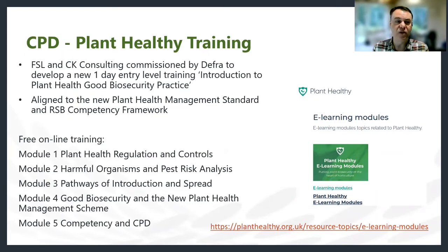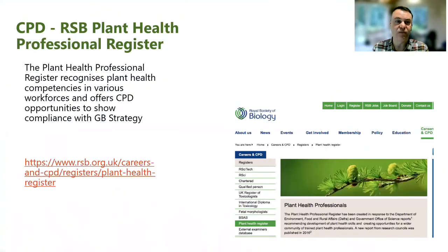If you go onto their website, you'll find there's some free online training, 5 different modules, and these again benchmark against the Royal Society of Competency Framework. So plant health regulations, harmful organisms, pathways of introduction, good biosecurity, and competency. So again, these are free for all to use. They are written for industry, but the basic principles are there, and it's a great way of extending, building your knowledge in plant health and biosecurity. So I would encourage you to do that as well.